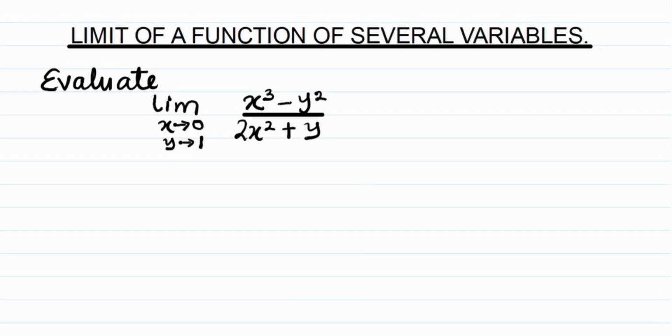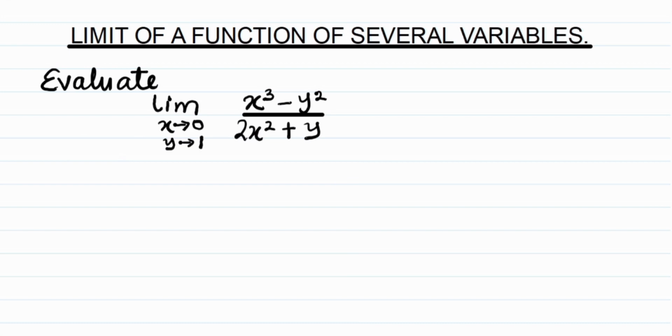Welcome to today's class. For today, we'll be looking at the limits of a function of several variables. Let's take this example. It says evaluate the limit of (x cubed minus y squared) all over (2x squared plus y), taking the limit of x as it approaches 0 and y as it approaches 1.